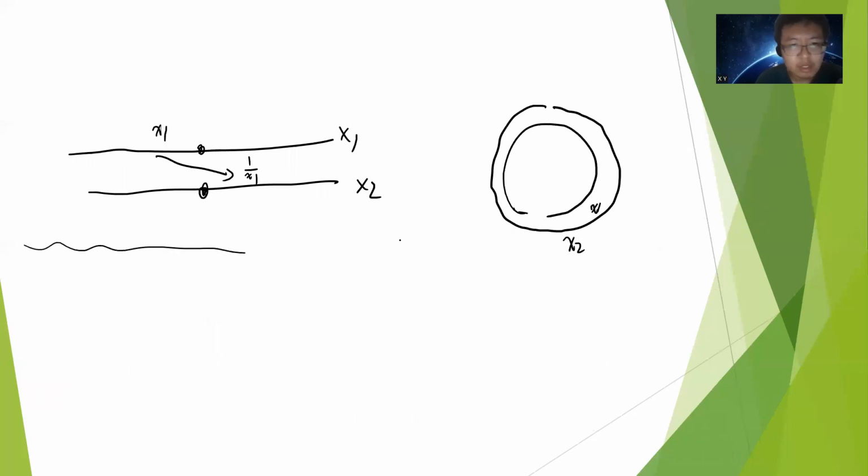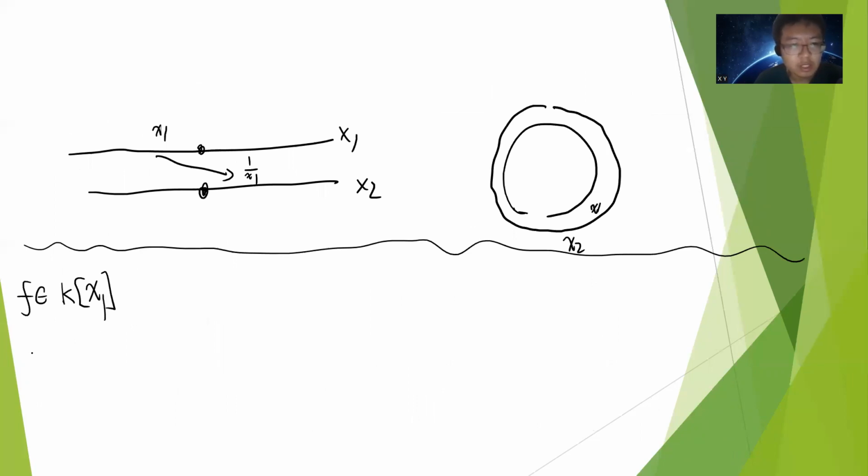The proof is almost the same as the Liouville theorem in complex analysis, but very simple. If you take f belonging to k[x], let's say k[x1], so you get f(x1), let's say on U1. So x1 should not be 0.